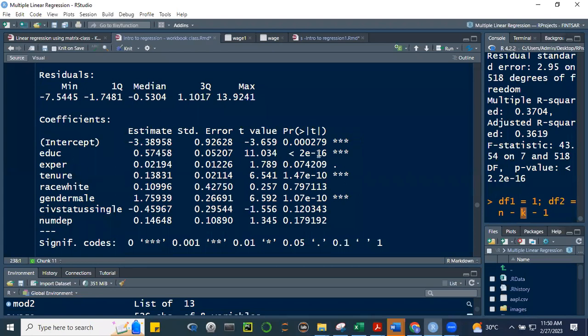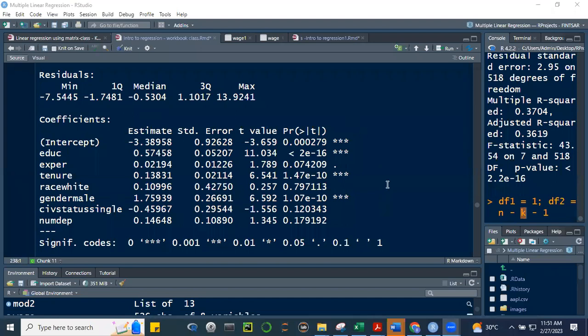Education, still significant. Experience, the dot here, what does the dot mean? We'll check the reference. Dot is 0.1, meaning this is statistically significant at 10%. You see the 0.07, right? So it's not statistically significant at the 0.05 level of significance. It's significant at 10%, hence only one dot. These three are significant at 0.001, and gender male at 0.001. The others are not significant.